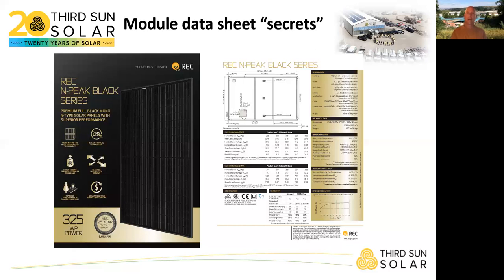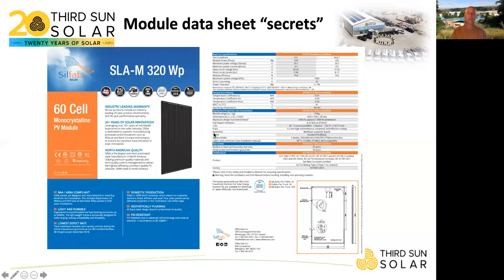Oftentimes when proposals are sent out, they might or might not name the module, and they certainly don't send the data sheet out. But it's a good idea to request the data sheet. This is a data sheet from one of the modules that we sell. Here's another data sheet. This is a global company, owned by Chinese folks and Japanese folks. It's got a fabrication location in Washington State and in Toronto.